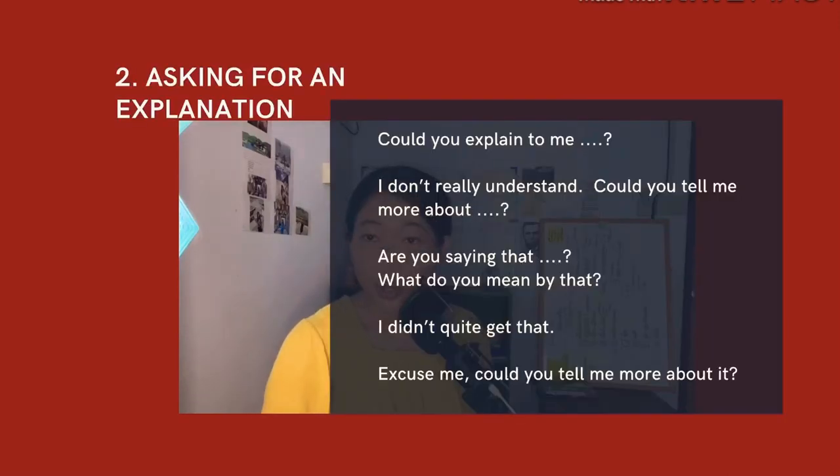For example, could you explain to me more about your solution? Or I don't really understand. Could you tell me more about the solutions to deforestation? I don't quite get it, could you explain more? Are you saying that? What do you mean by that? Excuse me, could you tell me more about it? Could you kindly clarify a little more? By using this phrase, it means you know how things work.